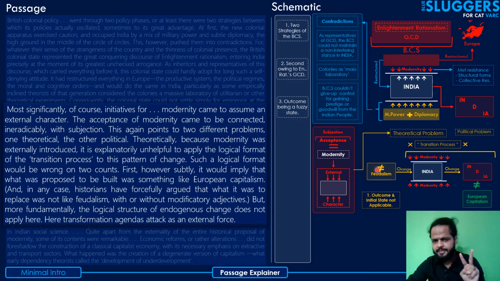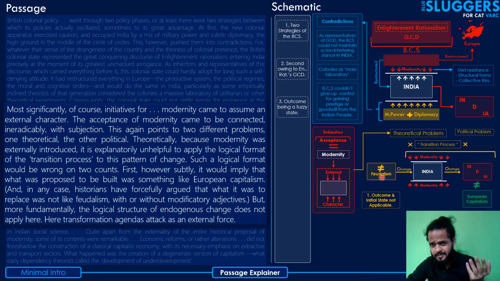As part of describing the first account, he says that the application of this logical format will imply that what was being proposed to be built as a result of this intervention, as a result of these external forces, was something similar to European capitalism, which is definitely not the case. When the Britishers left India, they left it in an almost chaotic mixture of discontinuity and continuity, as the author has already noted here. So it would imply that what was proposed to be built was European capitalism, which is incorrect, and hence the application of this logical format here is wrong.